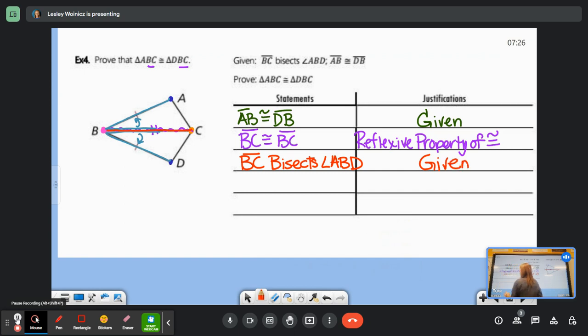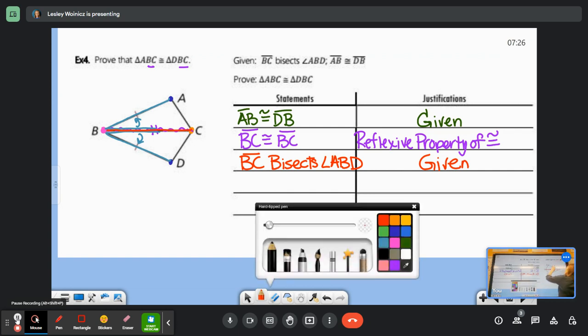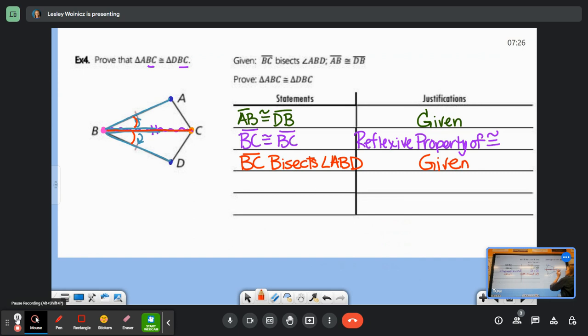And when I have an angle bisector, it produces two congruent baby angles. So I know that this angle is congruent to that one because of the definition of a bisector. So I'm going to say angle ABC is congruent to angle DBC because of the definition of an angle bisector.